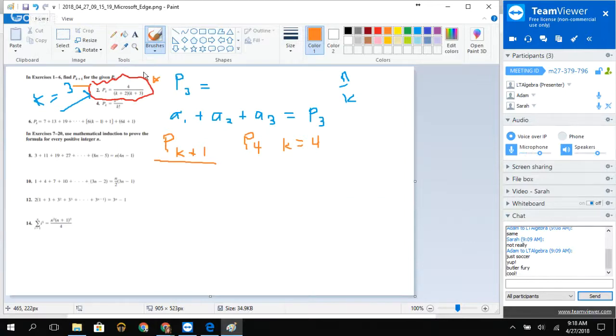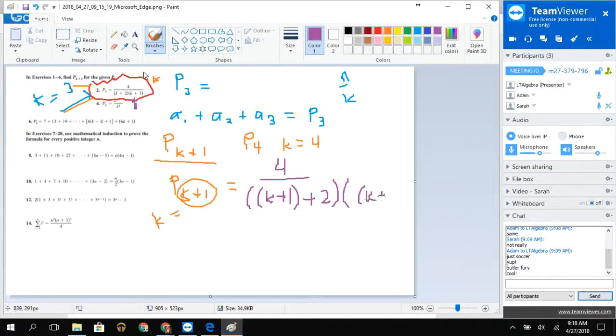So practically, how you do that is you take your initial equation, right? Have it here. And we know that p sub k plus 1 is just when we plug in k plus 1 for k. So in this particular formula, it would be 4 over, and then instead of k, I'm going to put in k plus 1 plus 2. Okay, and then instead of k in the second part of my formula, I'm going to put in k plus 1 plus 3. I'm going to make this bigger.